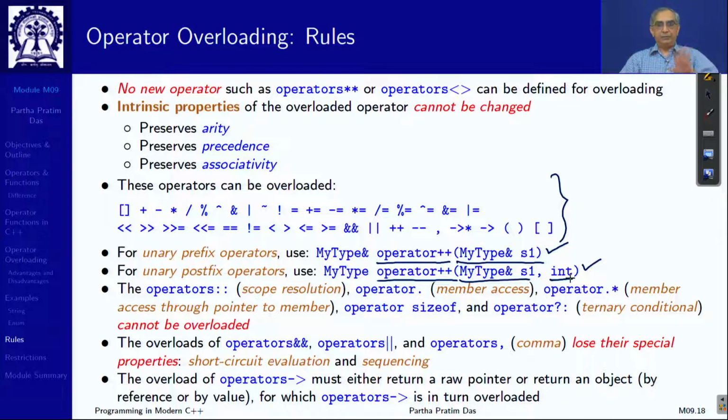Write a dummy int that does not have any variable, but just write the dummy int that tells the compiler that you are dealing with a postfix operator plus plus, similar for minus minus. Now, there are certain operators which cannot be overloaded, like scope resolution. It is static time. It is just to see the name, we will learn more about that.